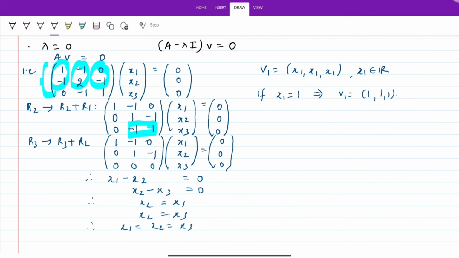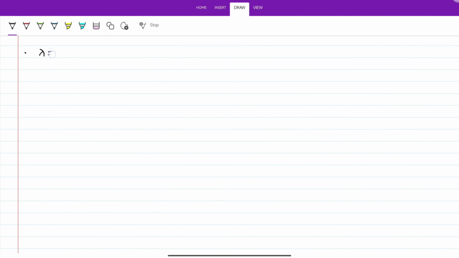Now let's move on to the next eigenvalue, which is lambda equal to 1. Substituting in the equation, we have A minus I times v is equal to 0.